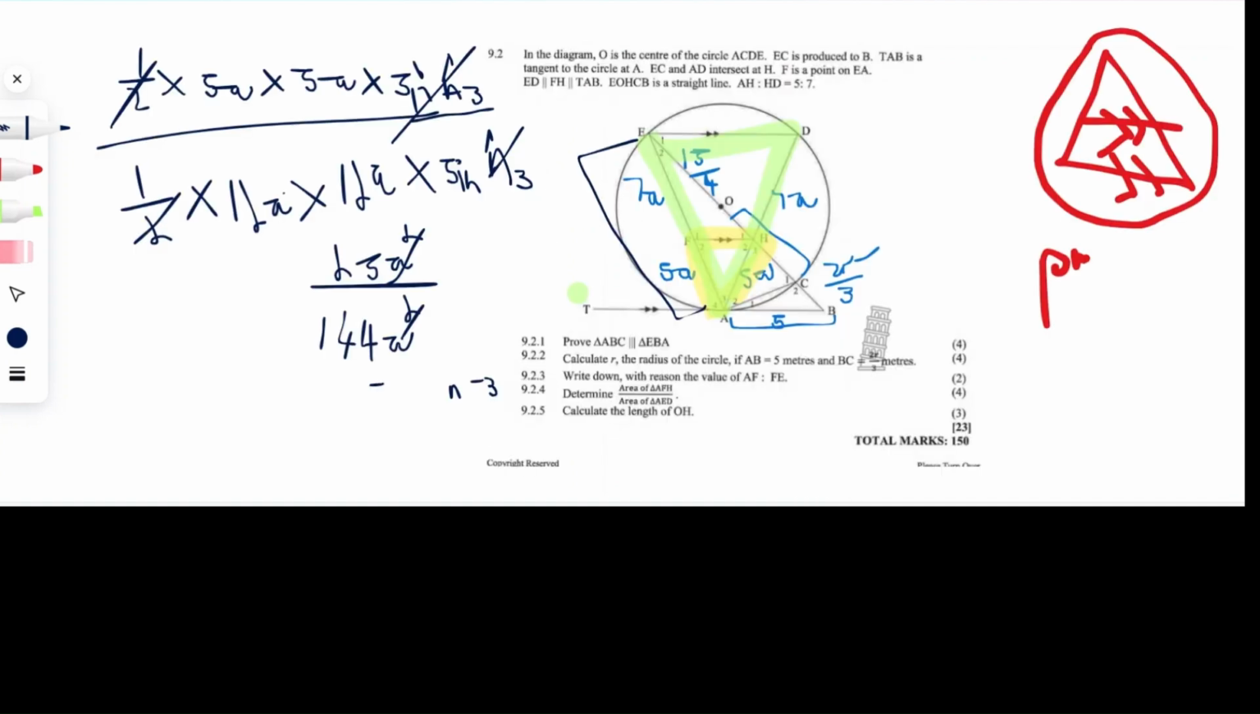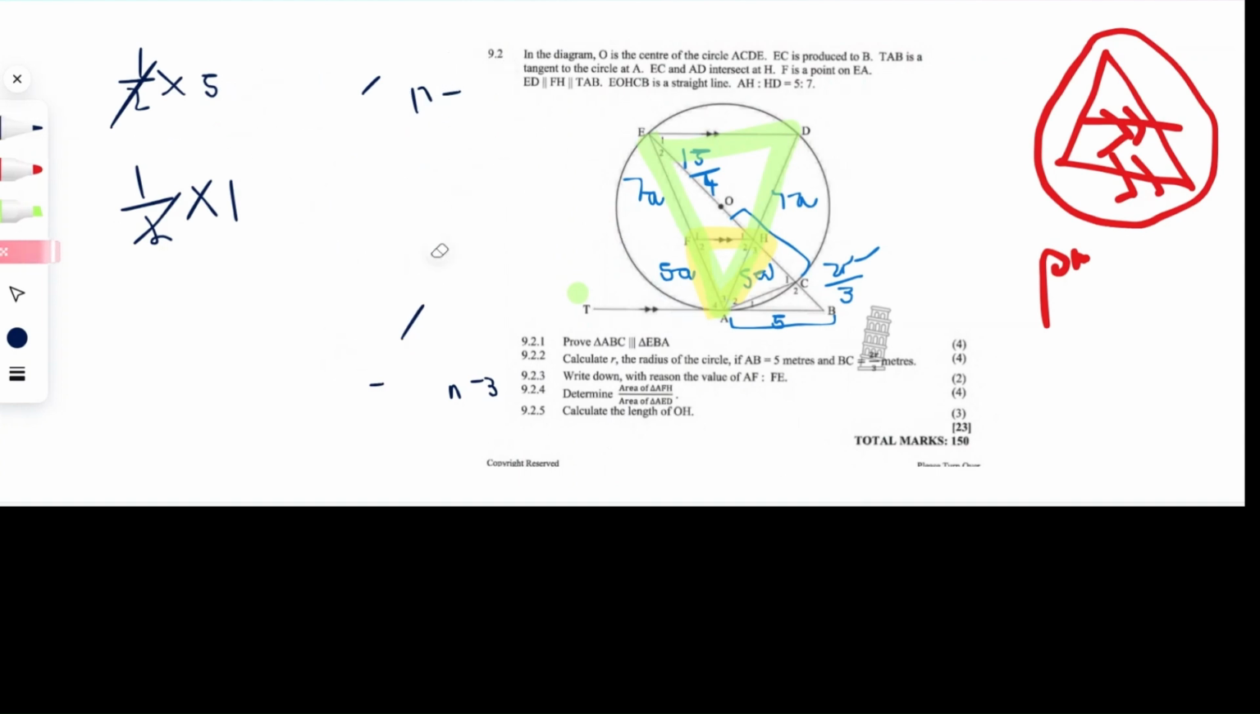Let's continue on with the next question. We're going to continue on with 9.2.5. Calculate the length of OH. Okay, so the length of OH. OH is this small part over here.